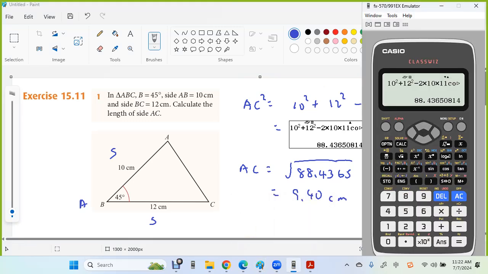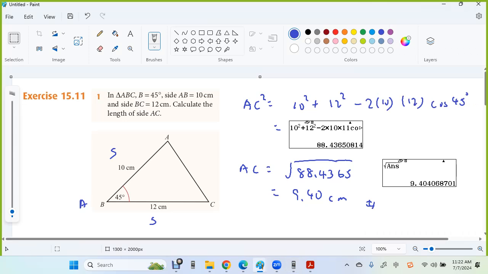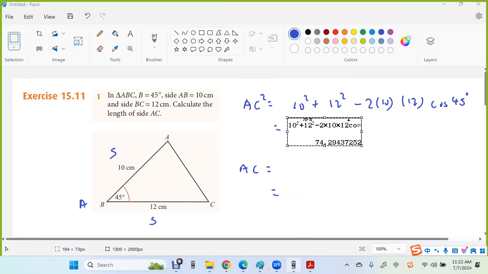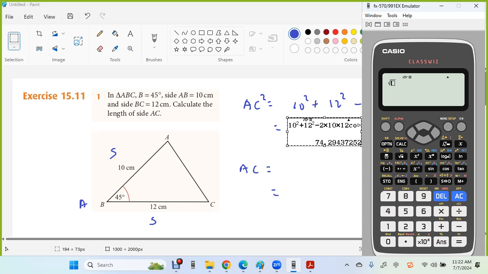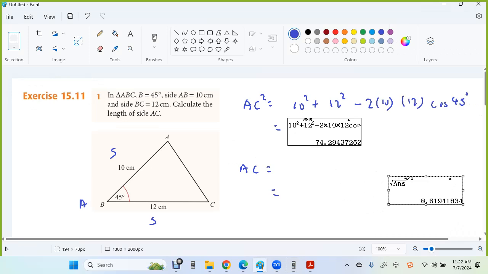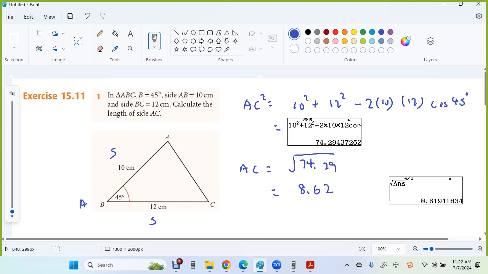I made a mistake here, so this one is 12 squared, so it's 74. And then we square root the answer. Then it's 8.62. So this one will be the square root of 74.29, 8.62 cm, to three significant figures.